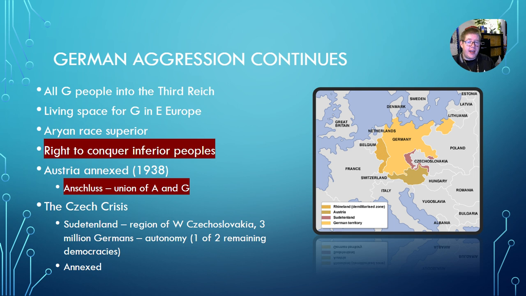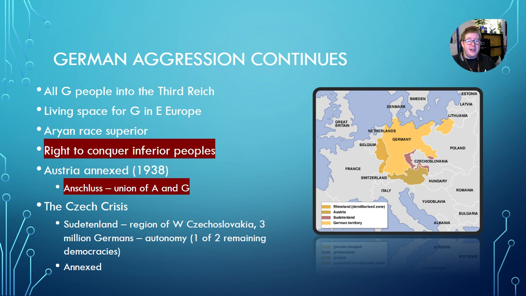So in 1938, this is the second aggressive step that Hitler's going to take. He's going to annex Austria. This is known as the Anschluss, the union of Austria and Germany, because, well, a lot of Germans live in Austria. And plus, Hitler's from Austria, so he's like, well, it makes sense for us to take this. This is the second aggressive step. The first aggressive step he took was sending troops into the Rhineland.